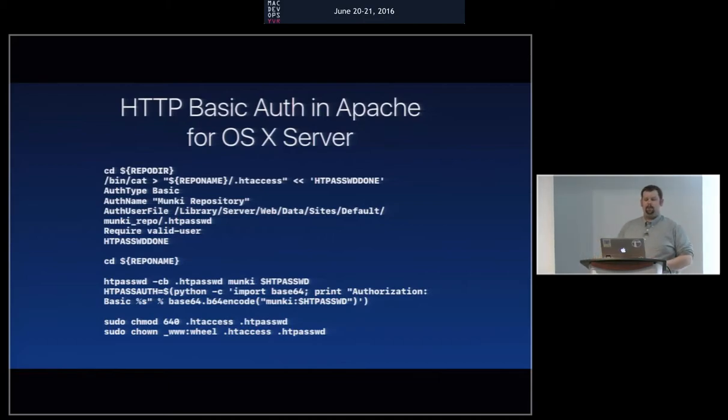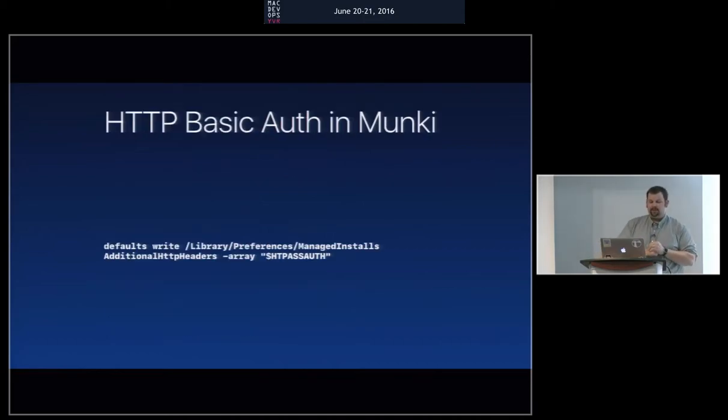And so essentially at that point you write a file to .htaccess, you add passwords to that file, and then you change the permissions on those particular files so that they can only be read by the web service, at least for the password file. HTTP basic auth in Munki is a lot simpler.